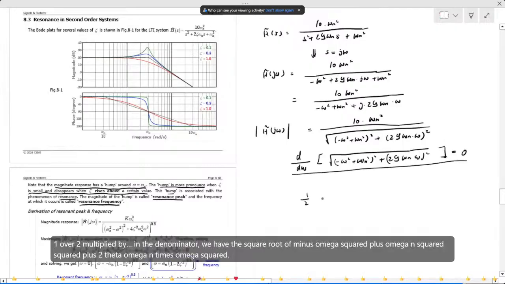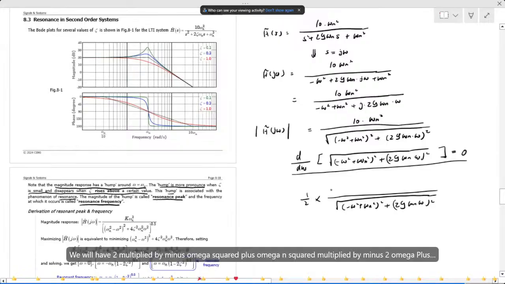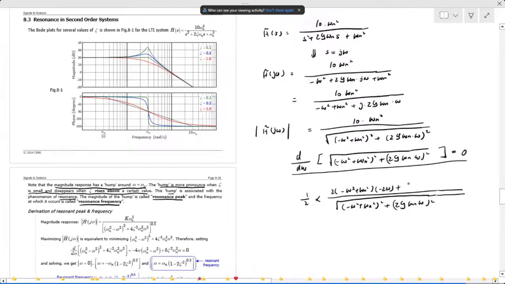Okay. And what do we have for this derivative? We will have 1 over 2 multiplied by, in the denominator, the square root of minus omega squared plus omega n squared, squared, plus 2 zeta omega n times omega, squared. And in the numerator, what do we have? We will have 2 multiplied by minus omega squared plus omega n squared multiplied by minus 2 omega, plus 2 times 2 zeta omega n omega multiplied by 2 zeta omega n. And this is equal to 0.